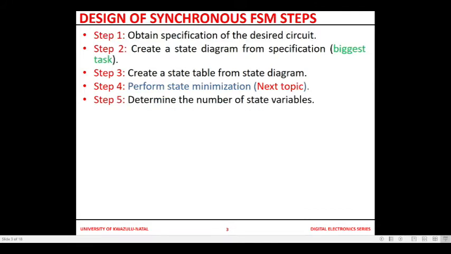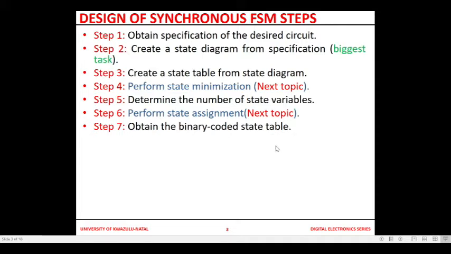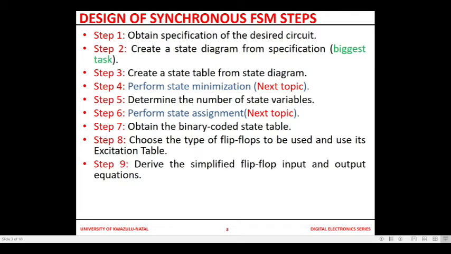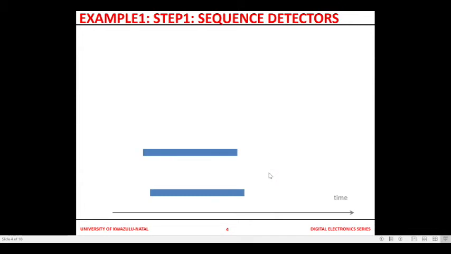Determine the number of state variables. This will give you the flip-flops that you will use. Perform state assignment, still optimization. We will look at that in the next topic. Obtain the binary coded state table. Choose the type of flip-flops you want to implement your circuit and use the excitation table, and derive, simplify your circuit. You need to make it cheaper, and then you draw your logic diagram.